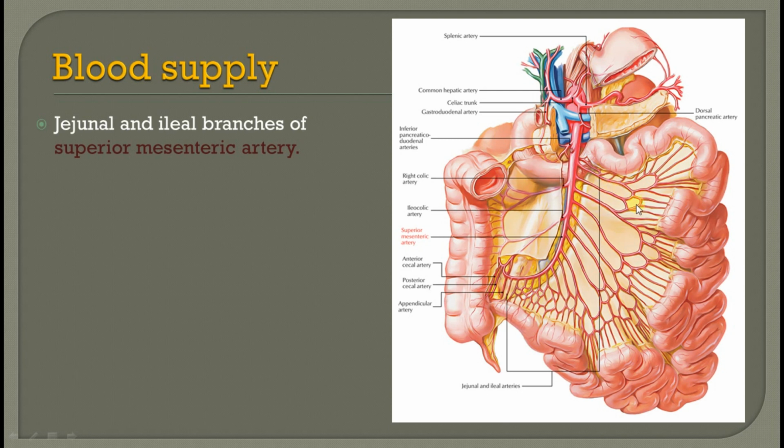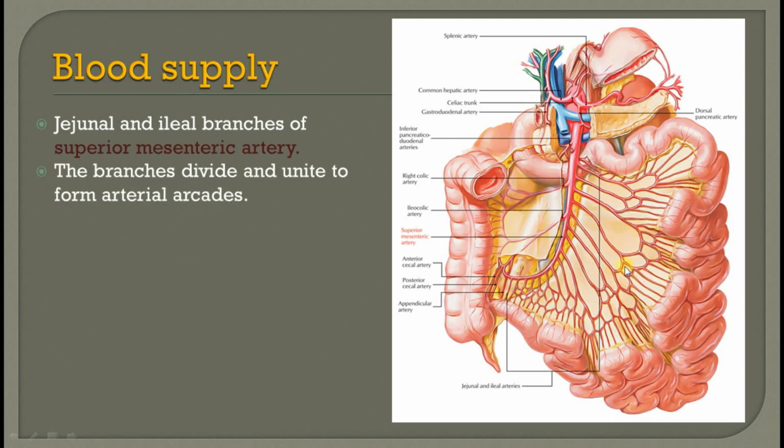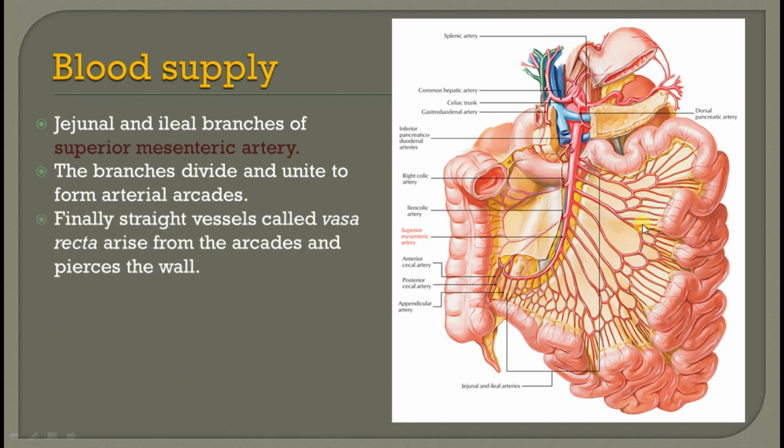These branches anastomose, they divide, forming arterial arcades. You are able to see they are forming arches or arterial arcades. The arterial arcades are less numerous near the jejunum, more numerous near the ileum. And finally, branches from these last arcades are called the vasa recta. Straight vessels called the vasa recta. They supply alternately the front and behind. Only one set of vasa recta you see in the jejunum and the ileum.